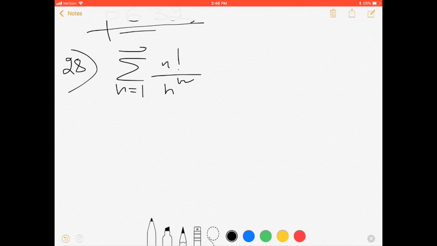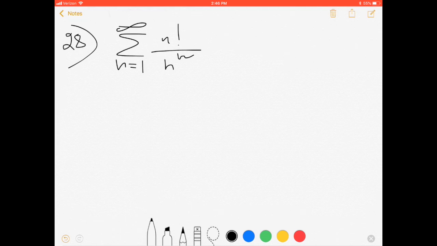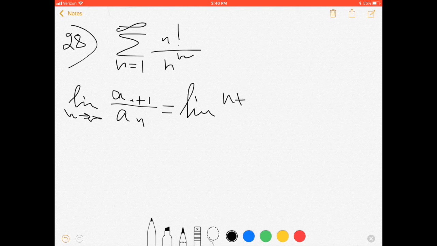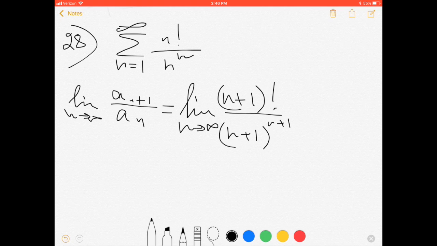And from 1 to infinity. I think here it's better to use the ratio test, and we have the limit of the (n+1) term over the n term as n approaches infinity. This is our ratio test, and in our situation we have (n+1) factorial over (n+1) to the power n+1, divided by a_n. This means multiply by the flip, and factorial. Start simplifying what we have here.